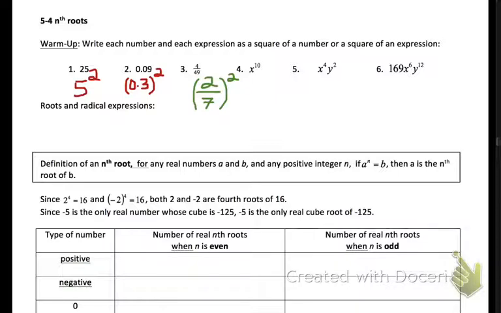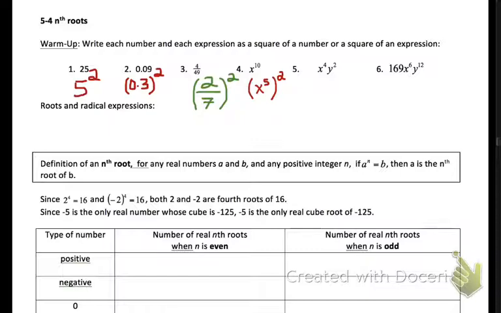And then algebra comes in. x to the 10th as a square. Well, we would have something squared is x to the 10th. So that would be x to the 5th.